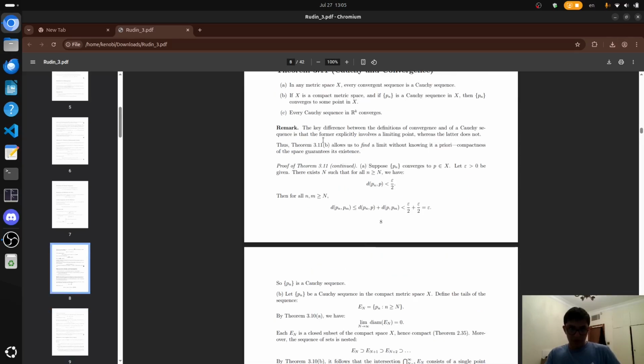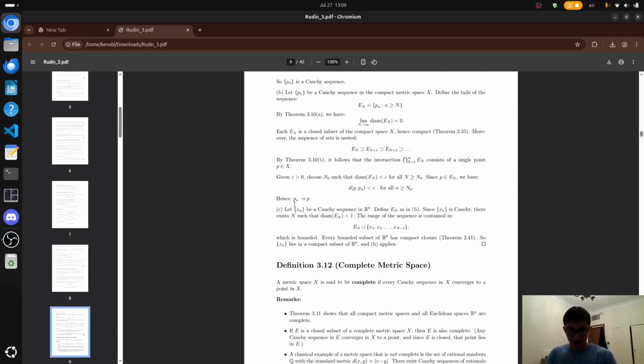Okay, so now we want to prove every Cauchy sequence converges in Rk. Let Xn be a Cauchy sequence in Rk. Define En as in B. Since Xn is Cauchy, there exists n such that the diameter of En is less than 1. The range of the sequence is contained in En union x1, which is bounded. So we know the diameter of En is less than 1 from some point onwards, so from some point onwards it's bounded.